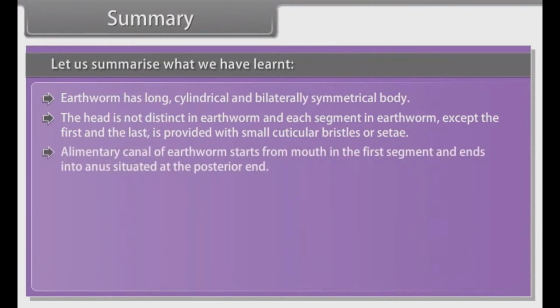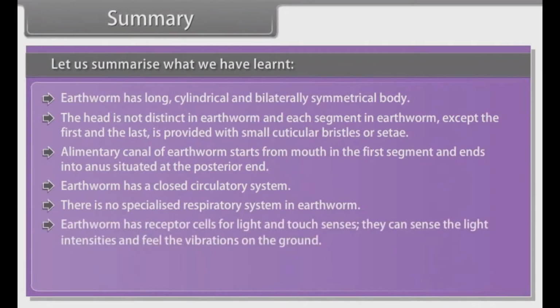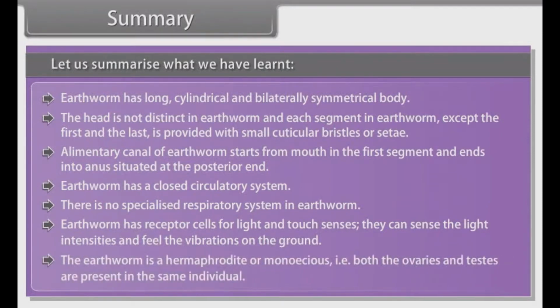Alimentary canal of earthworm starts from the mouth in the first segment and ends into the anus situated at the posterior end. Earthworm has a closed circulatory system. There is no specialized respiratory system in earthworm. Earthworm has receptor cells for light and touch senses. They can sense the light intensities and feel the vibrations on the ground. The earthworm is a hermaphrodite or monoecious, that is, both the ovaries and testes are present in the same individual.